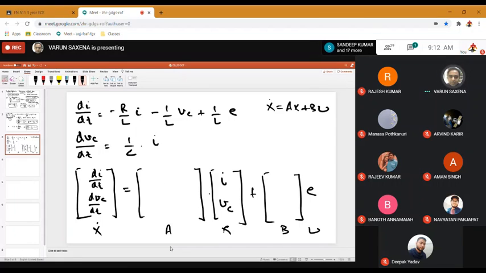Now what will be A? So A is going to be minus R by L, minus 1 by L, because in front of i you have R by L. So minus R by L, next Vc will come, so it is minus 1 upon L. Then over here you have 1 upon C, then you have 0. So that completes your A matrix. Then if you come over here, B will be 1 upon L and it will be 0. So here is your state space representation for this electrical system.